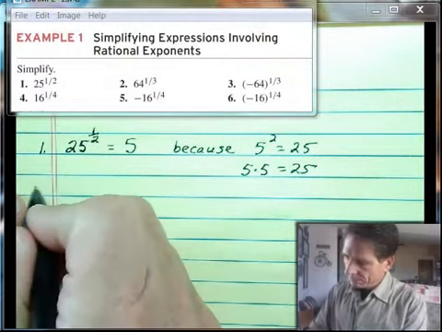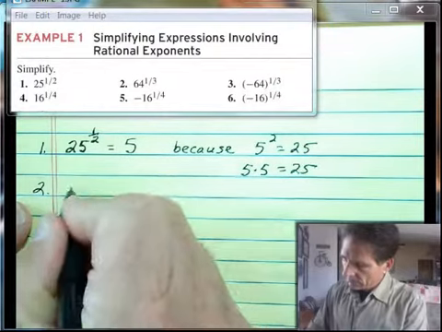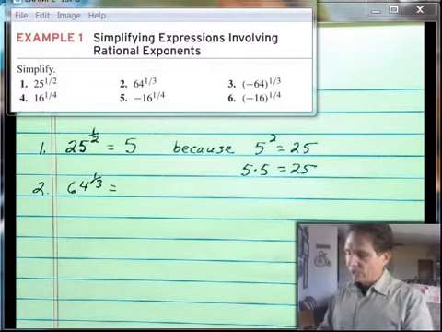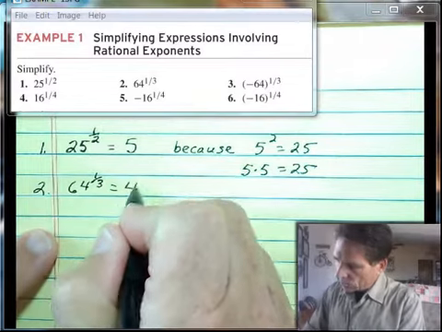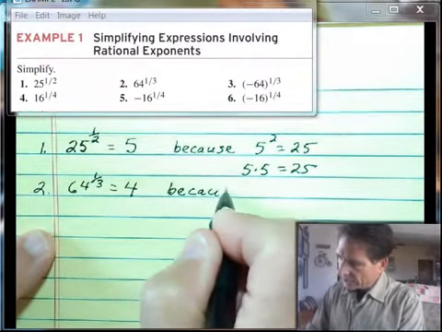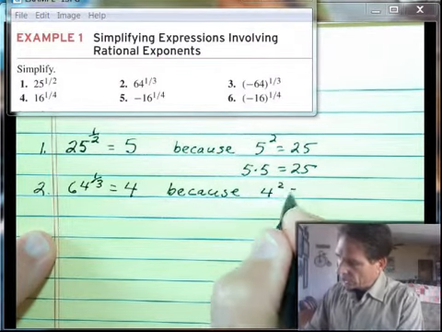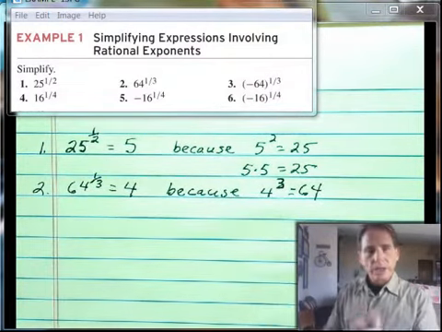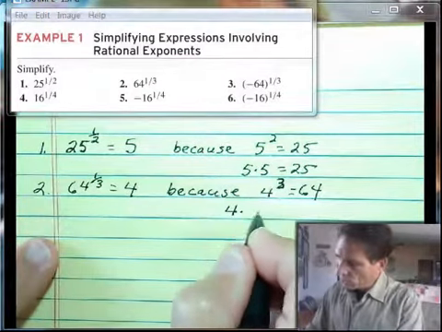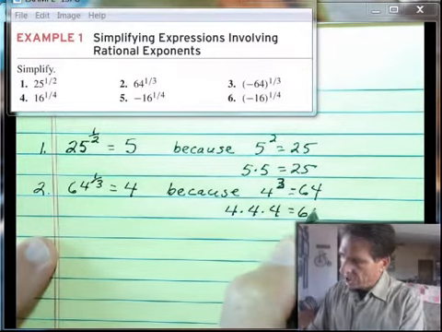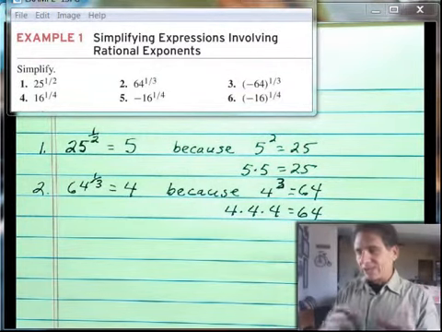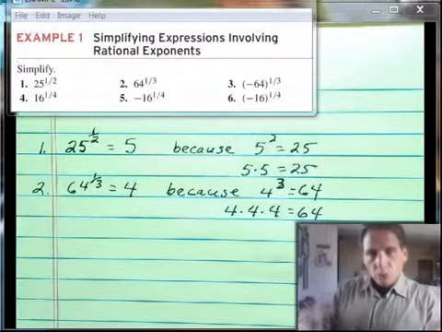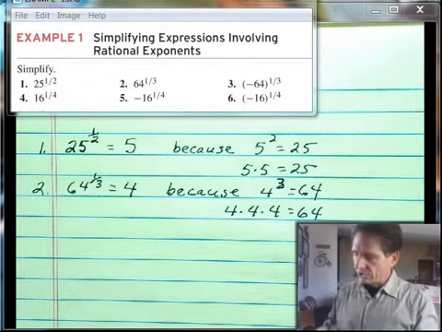So let's look at part 2. 64 raised to the 1/3. Now again, we're looking for a number that times itself 3 times is equal to 64. Turns out that number would be 4. Again, the reason that number is 4 is because 4 cubed is equal to 64. Or in other words, we found a number 4, so that 4 times 4 times 4, 3 times, is equal to 64. So as you can see, it's kind of the inverse of taking a power. So instead of raising it to the 3rd power, it's called the root. So we're looking for the 3rd root of 64.